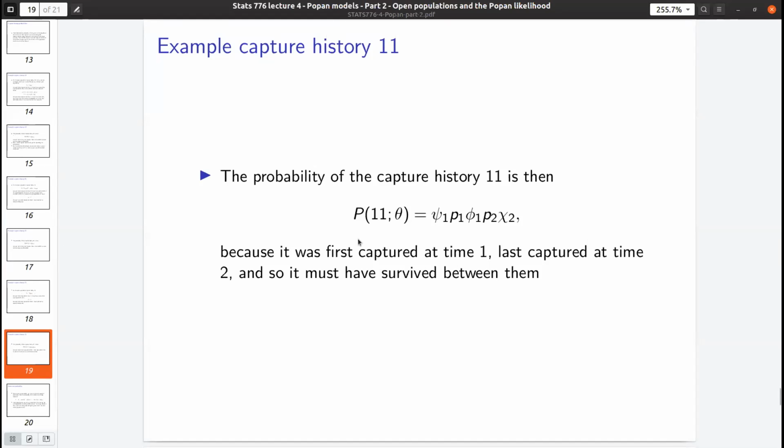And then I just made this explanation a little more clear for this example capture history 1,1. So the reason this capture history has this expression is that it was first captured at time 1, and then it survived and was captured at time 2, and that was the last time it was captured.